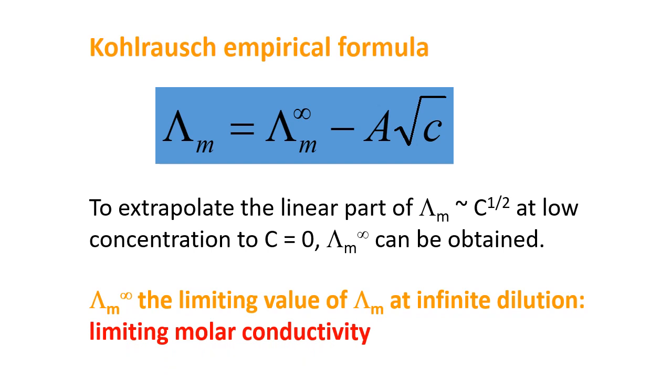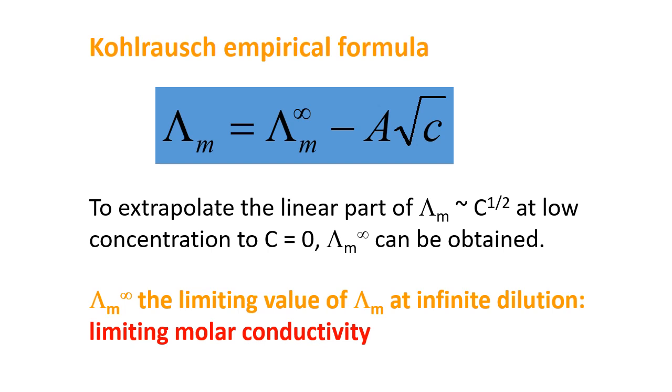So if we consider the graph as y equal to mx plus c, then Kohlrausch's empirical formula can be stated like this: lambda m is equal to lambda m infinite minus a into square root of c, where lambda m is your y-axis, lambda m infinite is your intercept, and concentration c is your x-axis, while a is the slope, which you can take as a constant.